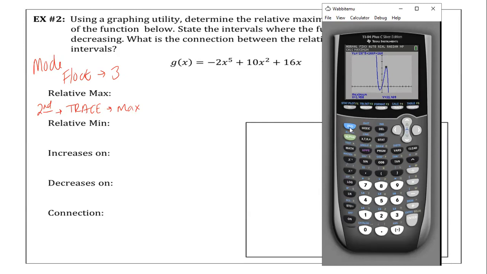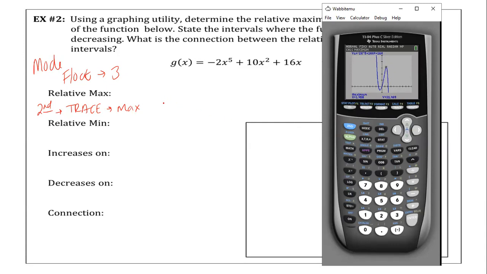Okay, so we're second trace. And we went to 4. It says to go left bound. So I'm going to go left of the maximum and press enter. Then it says go right bound. And I'm going to go right of my maximum and press enter. And it's like, you want me to guess? Yeah. And you're going to hit enter. It's going to think about it. And it says, here is your maximum.